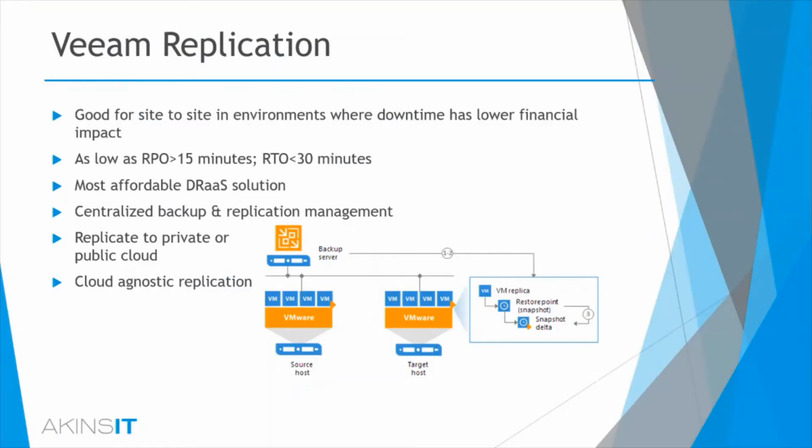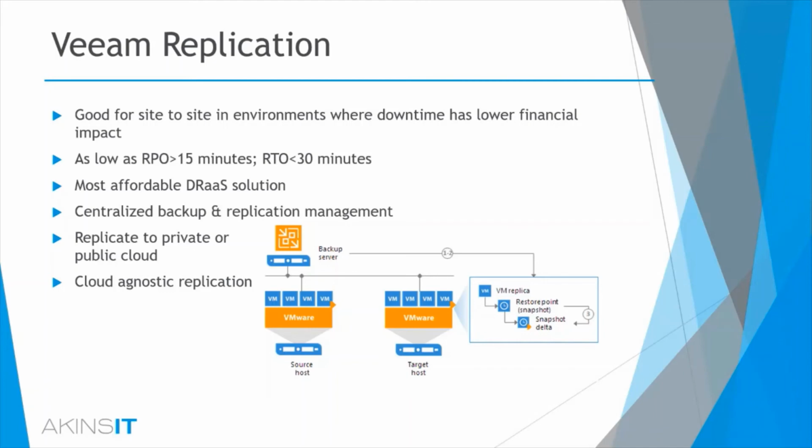Next up is Veeam replication. Good for site-to-site environments where downtime has lower financial impact. So this one is a snapshot-based failover technology, whereas Zerto uses a journal that logs the differences between the offline site and the HQ site.